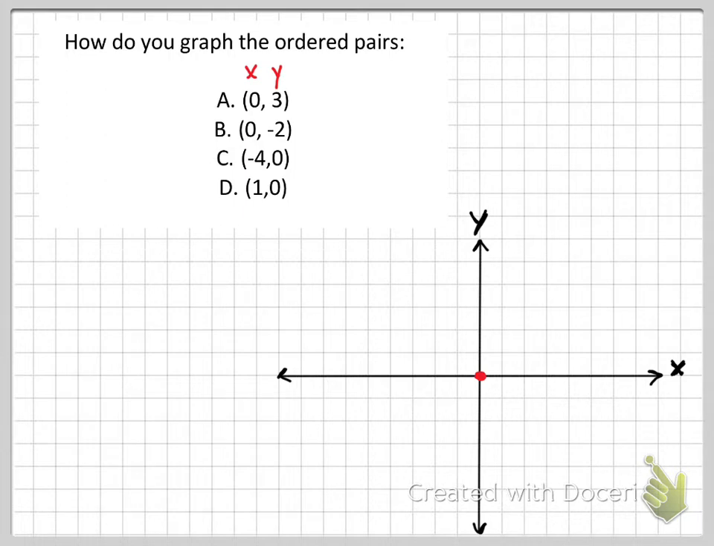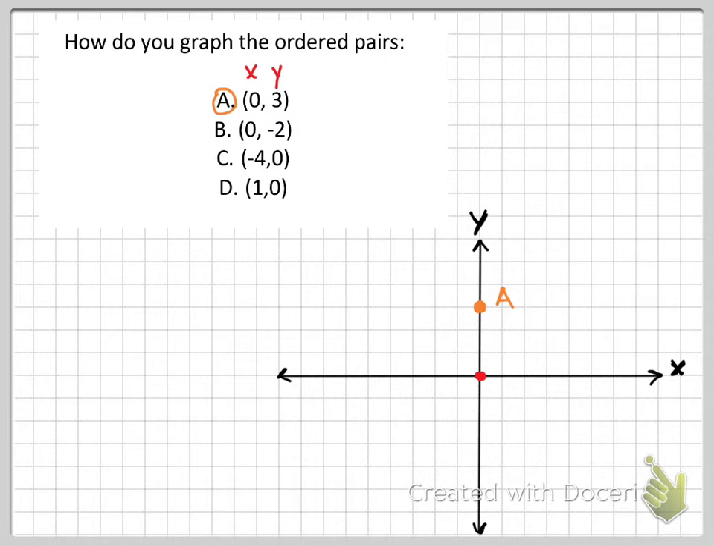Then the y value is positive 3, that tells you that we go up 3 units. So we'll use the color orange for this first ordered pair. So the point 0, 3 is right here, and I will label it A. So let's go to the next problem.